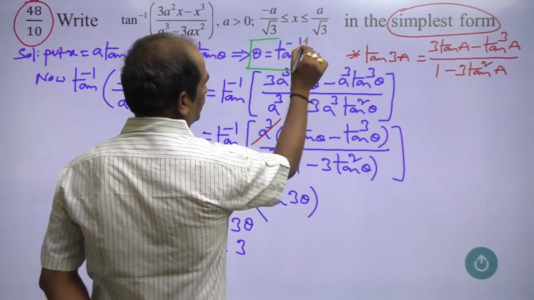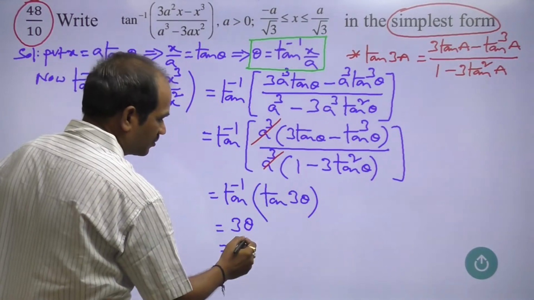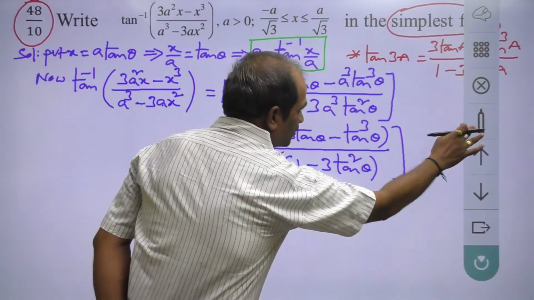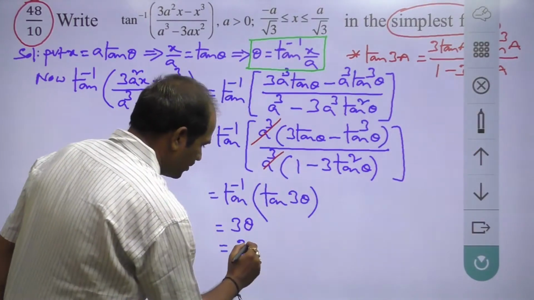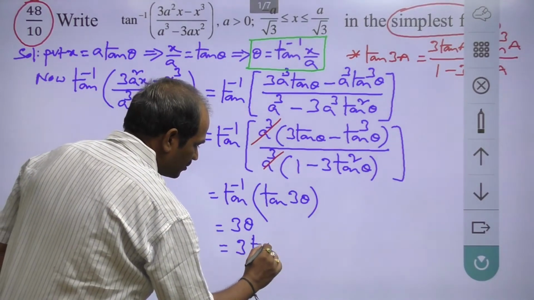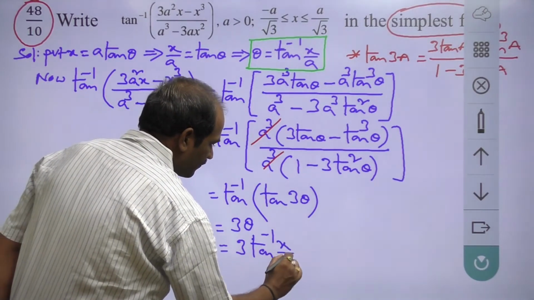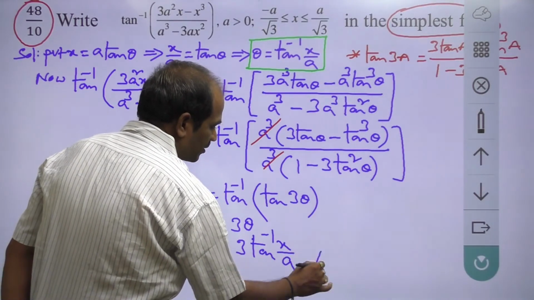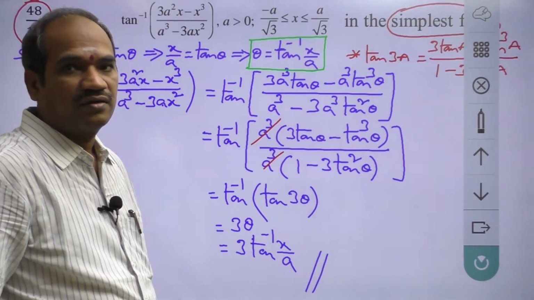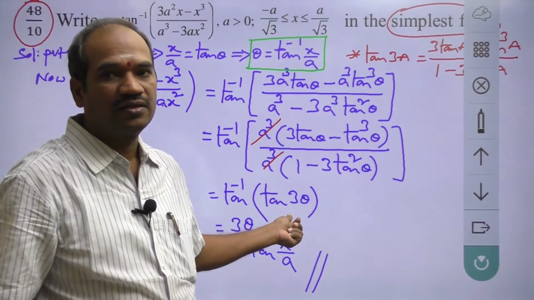The theta value is tan inverse of x by a. So replace the theta value: tan inverse of x by a. So that is tan inverse of x by a. This is the final answer. Write this question, and practice this question one time.